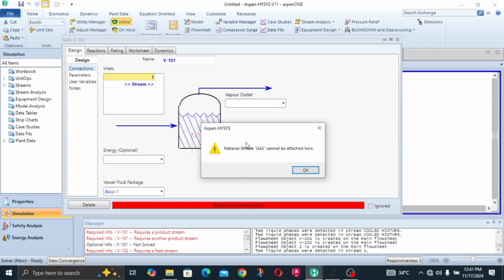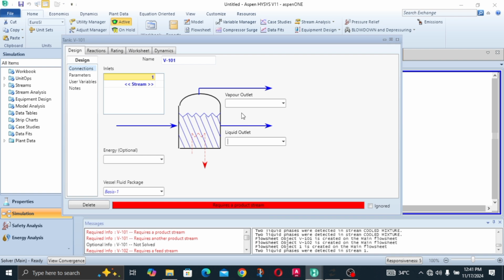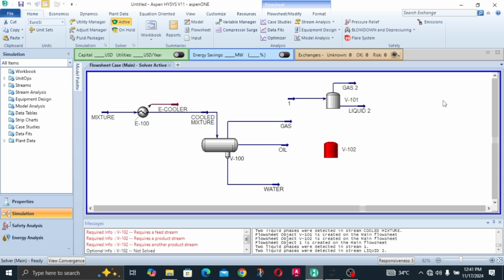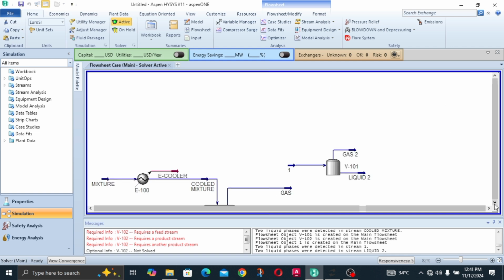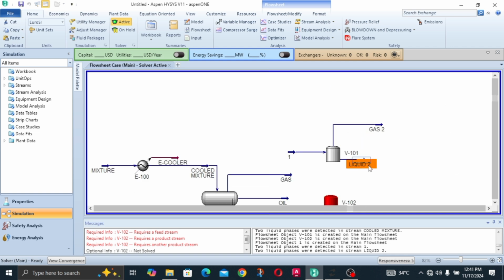That's the vapor outlet, the liquid outlet, because the tanks do have... we already named the stream gas. So we can just call this gas 2. The liquid, we could just call the liquid 2. Okay, with that, we've successfully operated the tank also. Remember, this is a liquid tank.